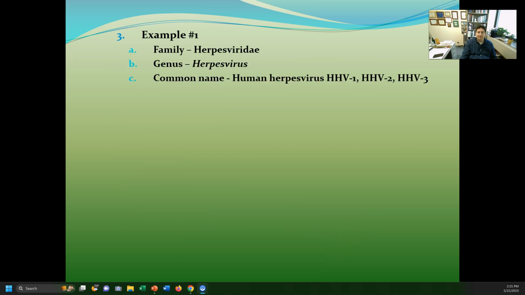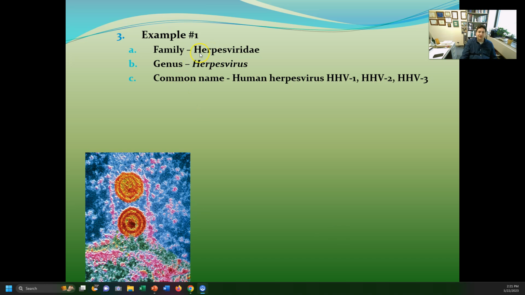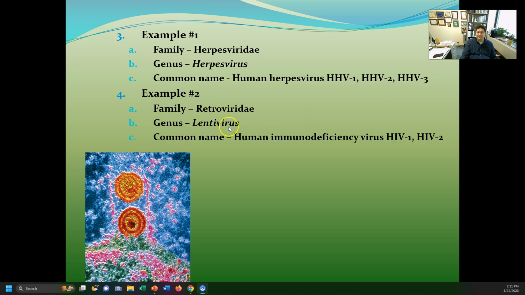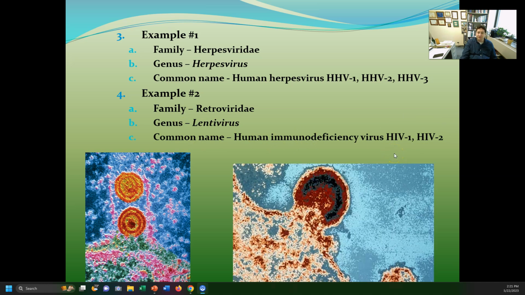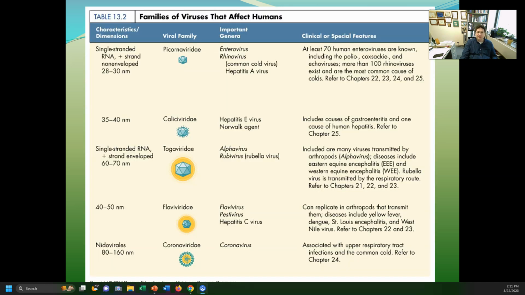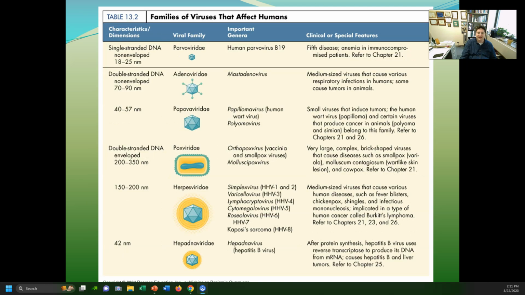For example, this is family Herpesviridae, herpes virus, and the common name human herpes virus 1, 2, or 3. Another example, family Retroviridae, genus Lentivirus, and this is the genus that has HIV in it. Okay, looking like that. Here are some more families of viruses that affect humans. You don't have to know these whole figures, but just have some idea of how they categorize these things. Here are a few more just for information.